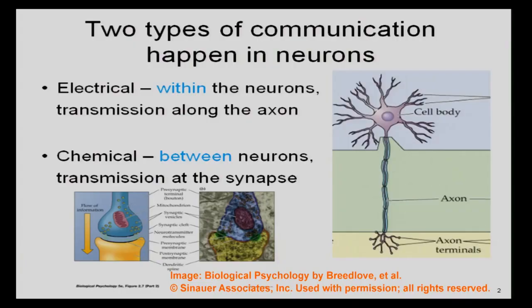Okay, so as we talked about last time, there are two types of communication that happen in neurons. Electrical, that happens within the neurons, starting from the dendrites up here all the way down to the axons, and then chemical transmission that happens at the synapse between the axon terminal of one neuron and the dendrites or cell body of the next neuron.